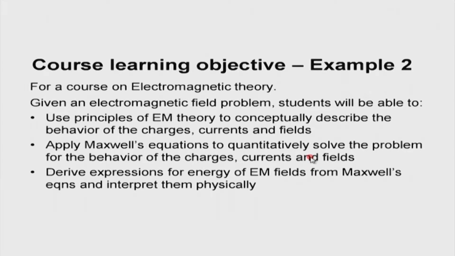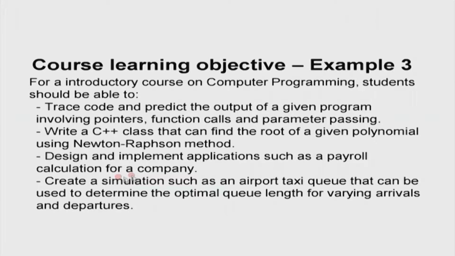The second one says apply Maxwell's equations to quantitatively solve problems, and the third one is derive expressions for energy. So it's only 3 objectives, but all the problems and all the examples in the entire course usually will fit either one of these or some objectives that are under these. In the sense, to be able to conceptually describe behavior of currents and charges, the student should know what is a current and what is a charge and should know the laws and so on. Those are not stated here. They will come in the unit level objectives.